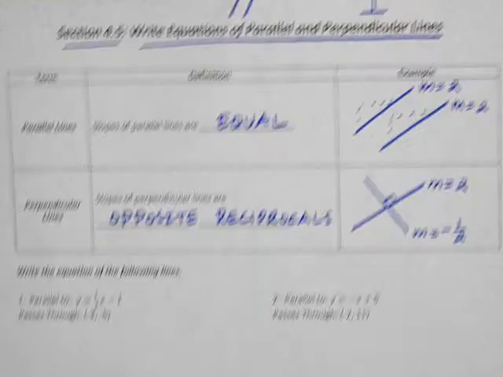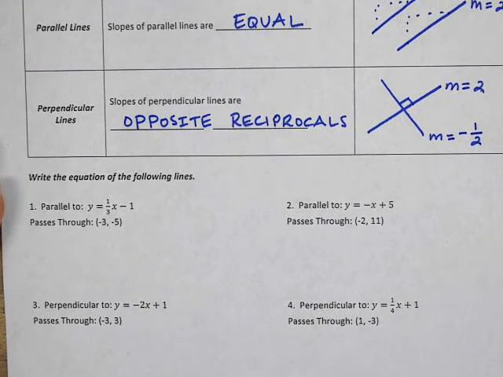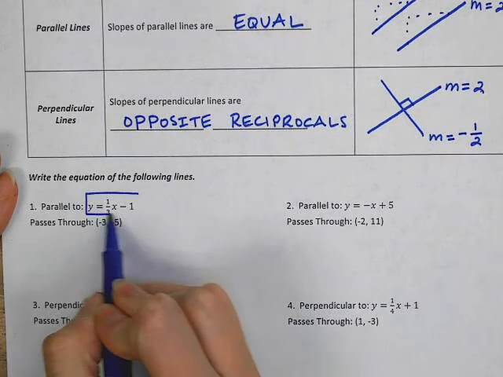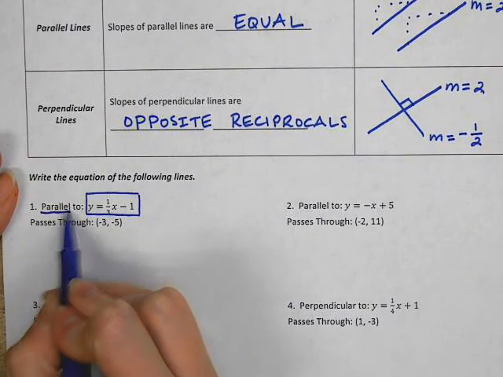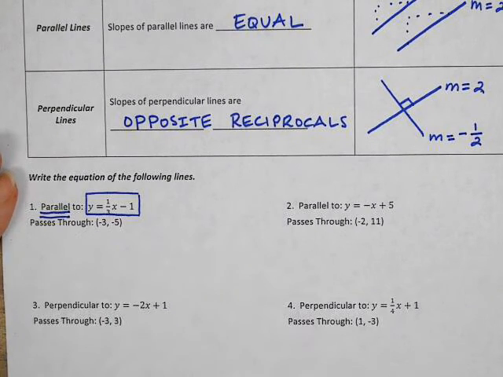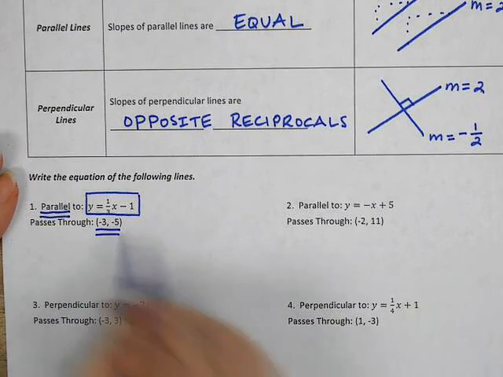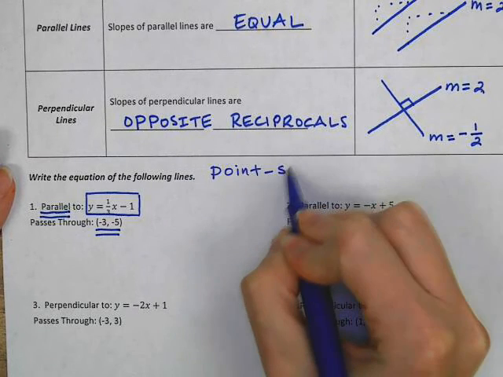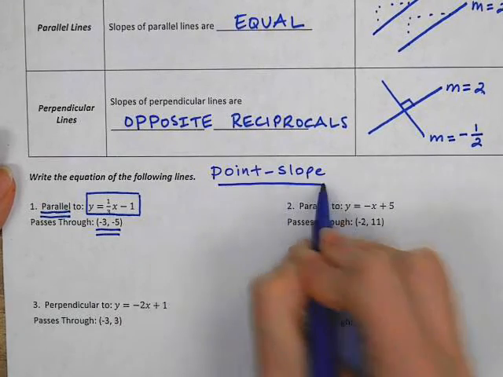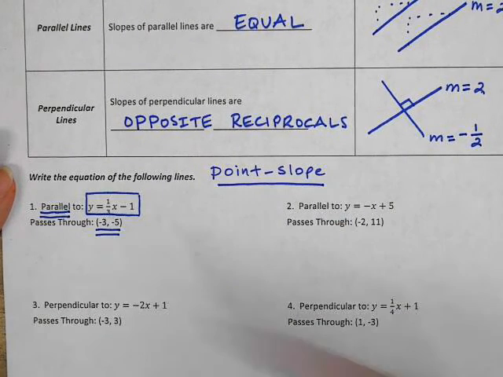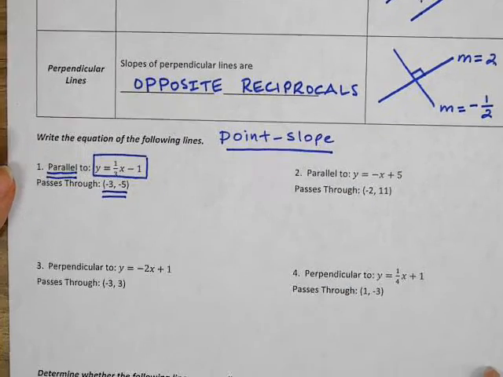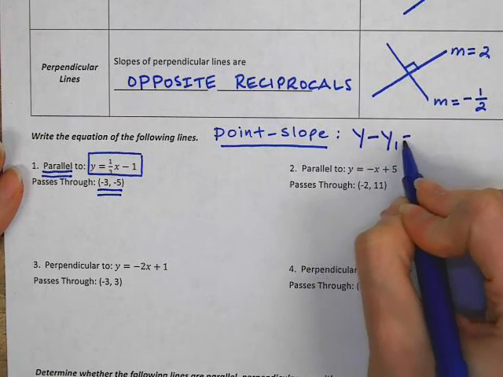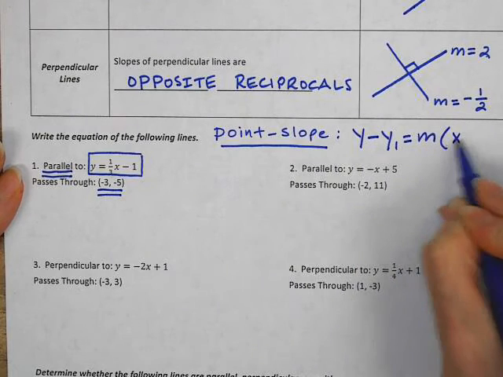All right, let's do it. So it says write the equation of the following lines. Here they give you a line and they want you to be parallel. And they want you to also pass through this point. So I think I'm going to use point slope for these when I write my lines, because you're given a point and a slope. I think that's going to be the easier method. And then let's remind ourselves the formula. y minus y1 equals m times x minus x1.